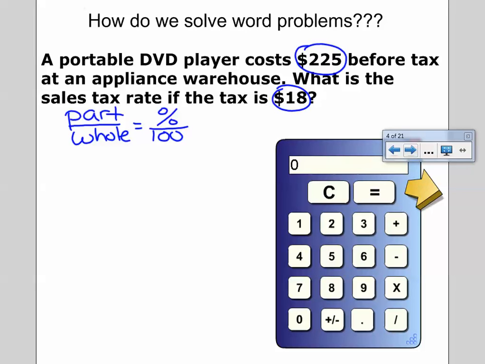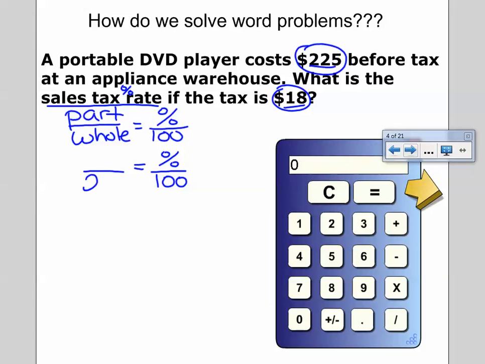Well, I don't know how much you guys know about sales tax, but they always charge you a certain percent. So the sales tax is the percent. I don't know the percent though. That's what I'm solving for, because it didn't give me a percent in my problem. So I'm going to write percent over 100. So now I need to think about the numbers 225 and 18. I need to decide what is part of the cost and what is the whole cost. Well, 225 is what the entire DVD player costs. So that's my whole amount.